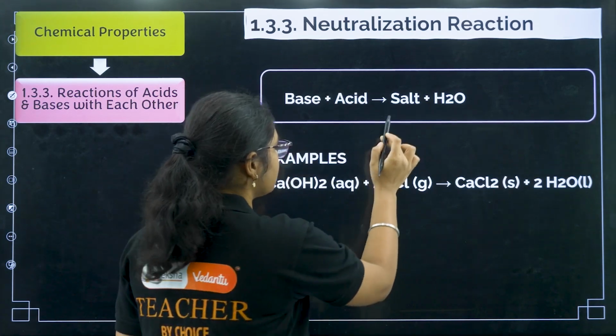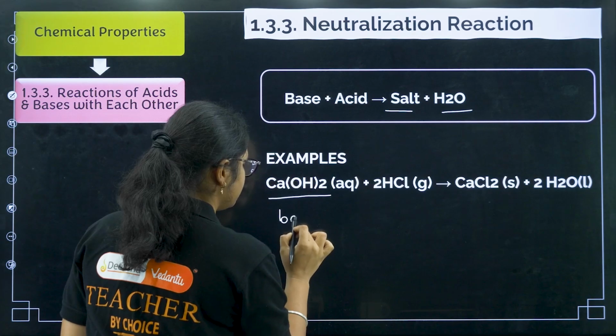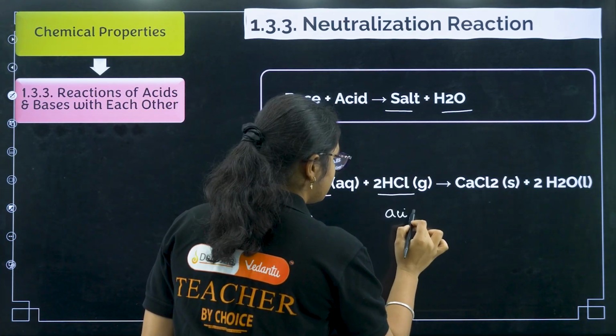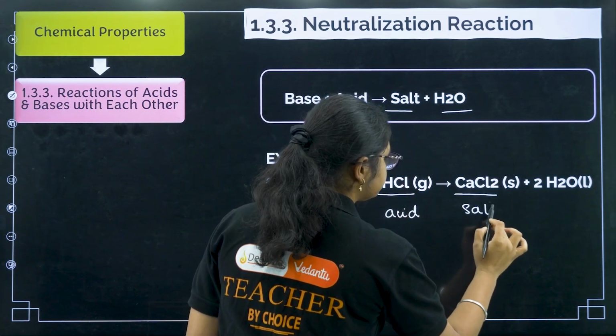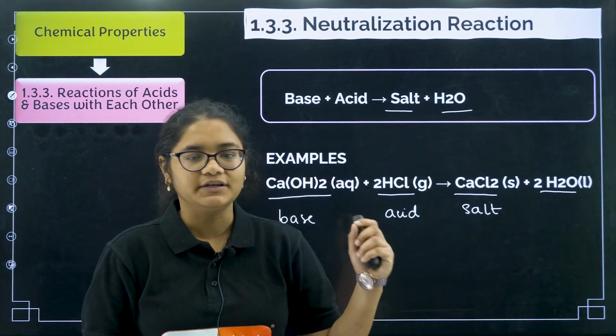And what is the product formed? Salt and water. You can see the example, calcium hydroxide is a base. Why? Because it produces OH minus. Here HCl is an acid. Why? Because it produces H plus. Now these two will react to give you salt and water. Right? So that is called a neutralization reaction.